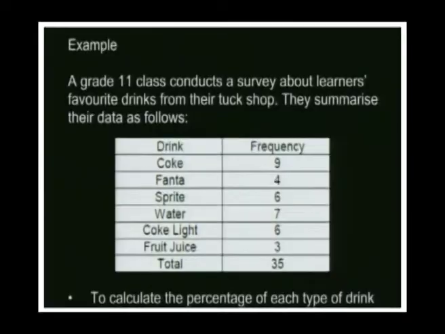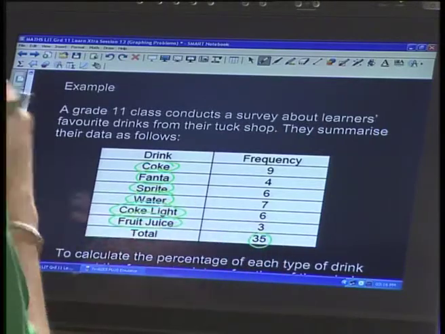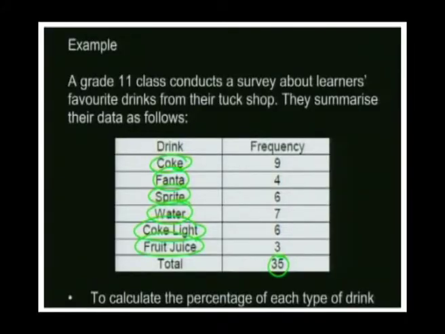Let's have a look at an example. A grade 11 class conducts a survey about learners' favorite drinks from their tuck shop. They summarize the data as follows. Well, we've got Coke. 9 people preferred Coke. We've got Fanta. 4 people preferred Fanta. Sprite, water, Coke Light, and fruit juice. Out of all of these options, which one was the most popular, and can we compare to the total amount of people which one was more popular?